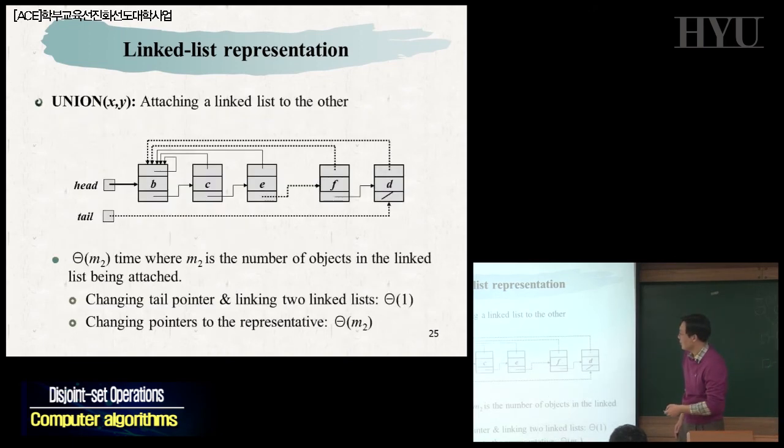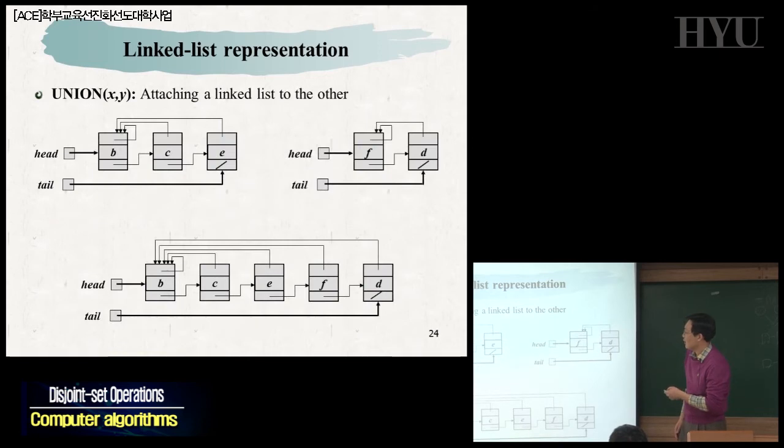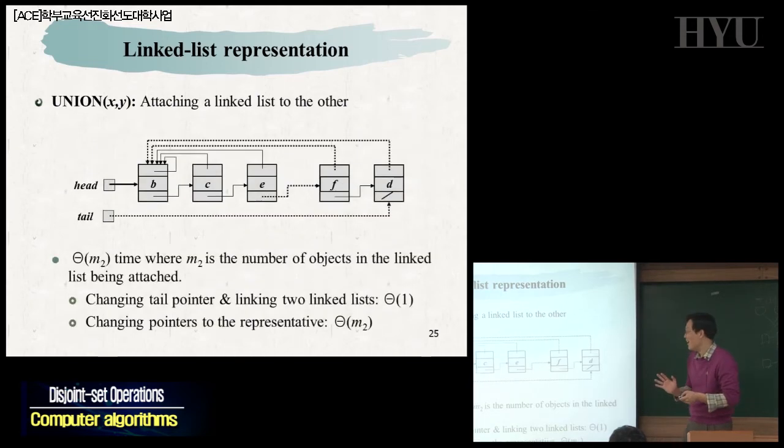Okay, so let's get back to the example. This list has 3 members and this list has 2 members. So we attach this short list to the long list. Then we can reduce the pointer updates. Okay, this idea is very simple.